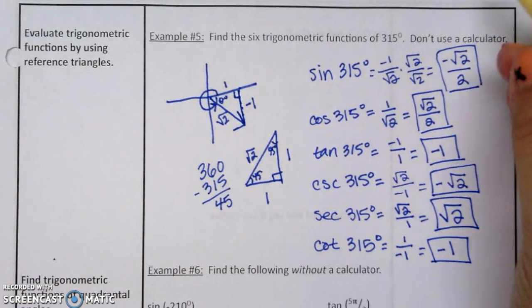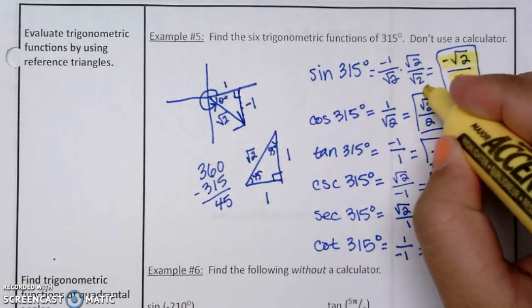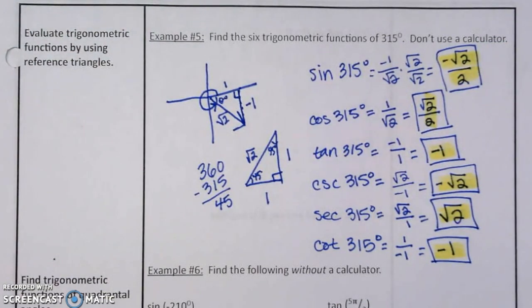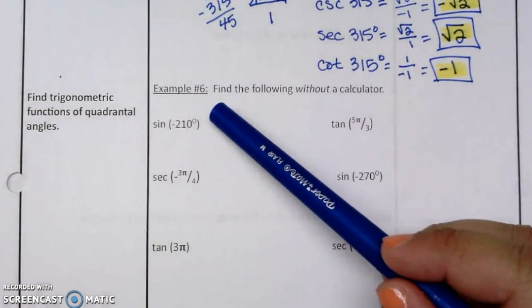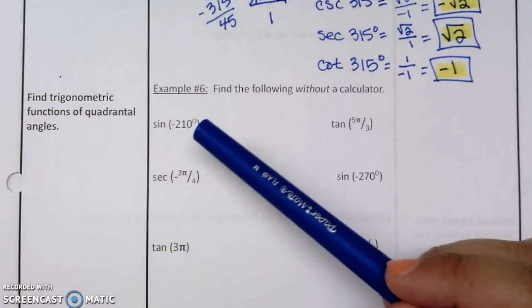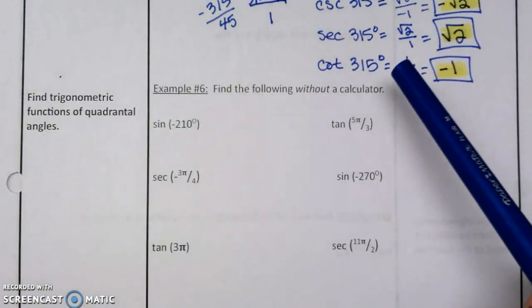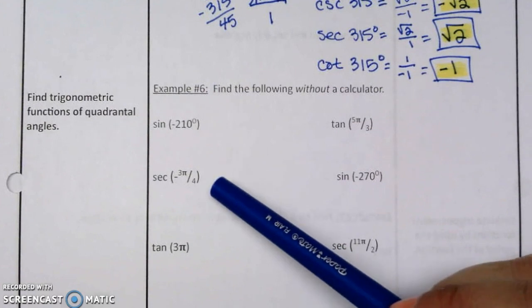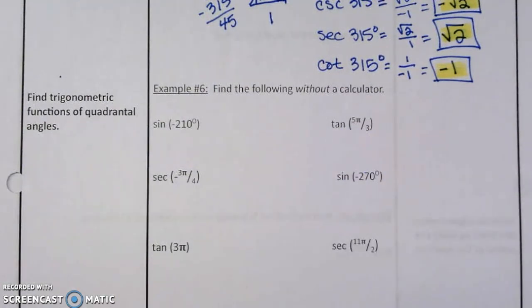All right, so notice some of our values here are negative, which in acute triangles we did not have any negative values for our trigonometric functions. For example 6, we'll use the same process, except we're finding only specific functions. So we don't need to find all 6 again, just the ones given. And notice some of these are in degrees and some of them are in radians.